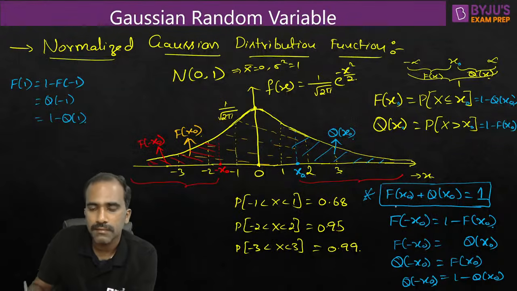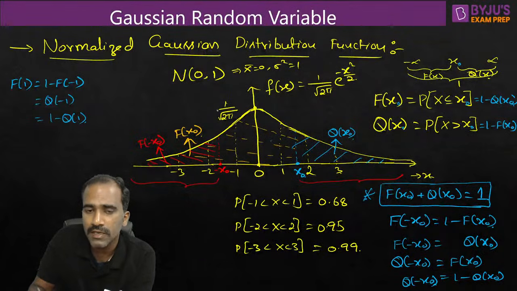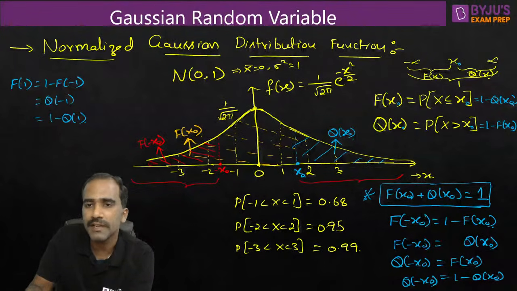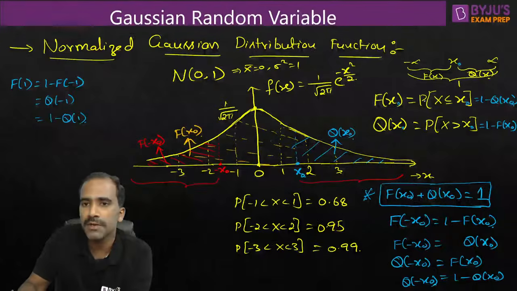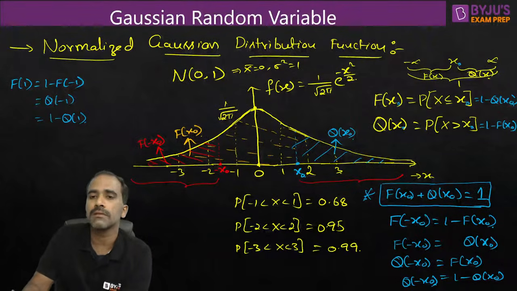Sure, we can explain. I have explained about the F function and the Q function. F function means the area from minus infinity to x naught. This total area, we call it F of x naught. Similarly, Q function is just the opposite of it. In the F function, we find the area from minus infinity to that point. In the Q function, we find the area from that point to infinity.